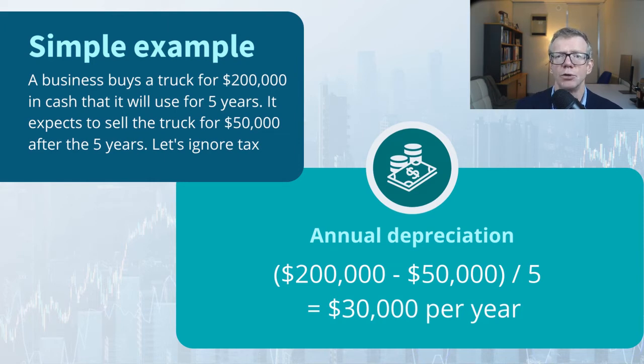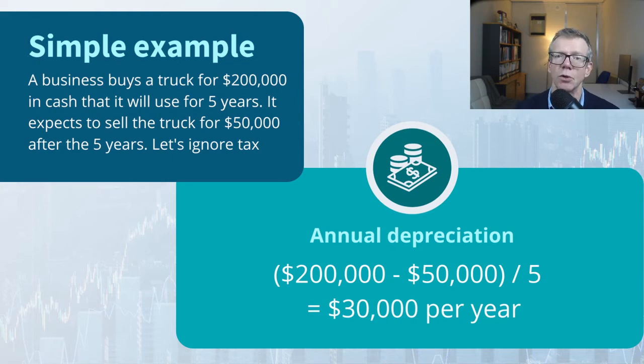The first thing we need to determine is what's the annual depreciation charge, and we're assuming here we'll use straight line depreciation. The depreciable amount is the cost less the expected residual or salvage value. So that's the $200,000 less the $50,000. That's $150,000. We're allocating that over 5 years. So each year we're going to be expensing $30,000 in depreciation.